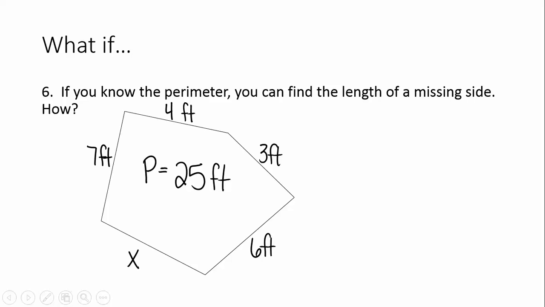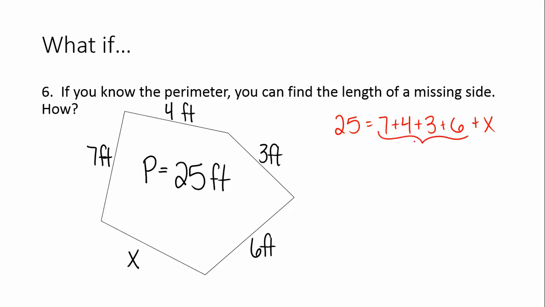So now let's look at an example where we actually know the perimeter, but we need to find the length of one of the sides. So if we know the total perimeter of this shape is 25 feet, and we know 4 of the side lengths, we are missing the 5th side length, we can set ourselves up with an equation. So if perimeter equals all the sides added up together, that would be 25 equals 7 plus 4 plus 3 plus 6 plus x. And essentially this is just an equation that you could solve for x.